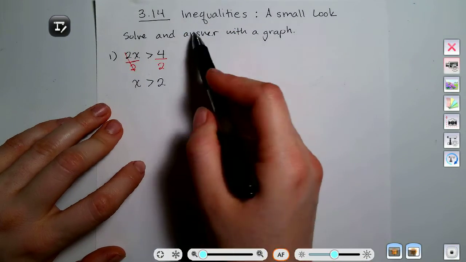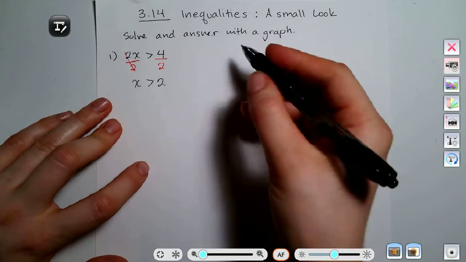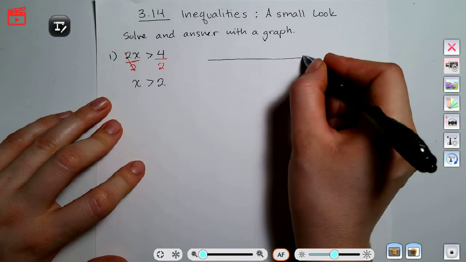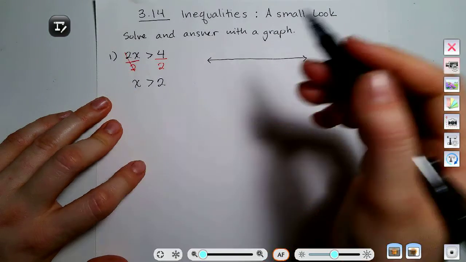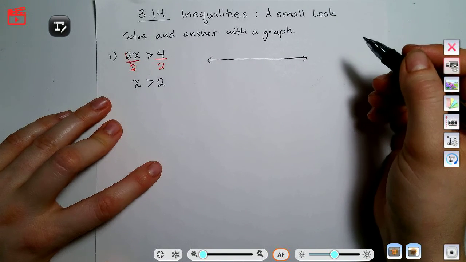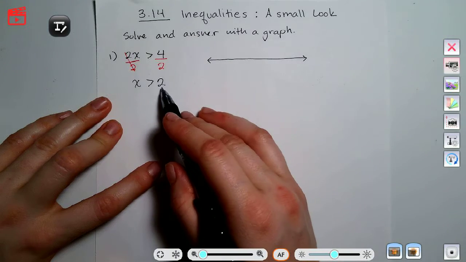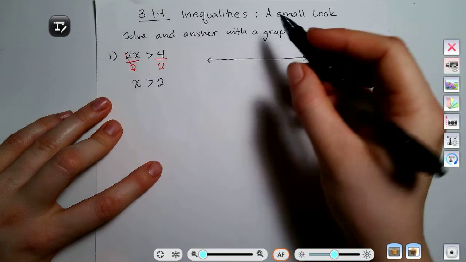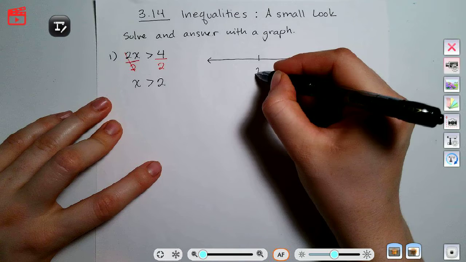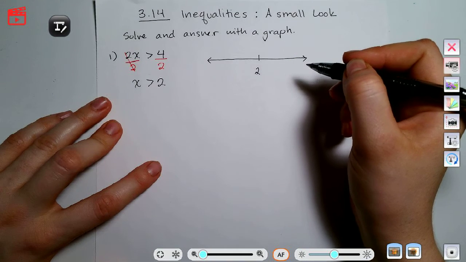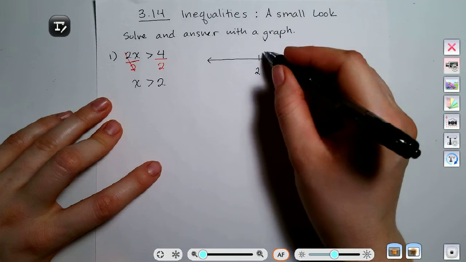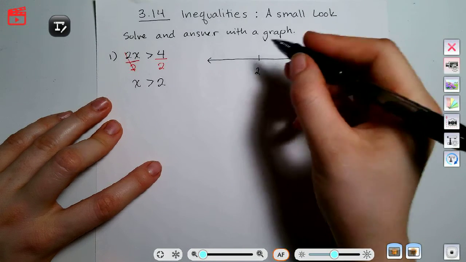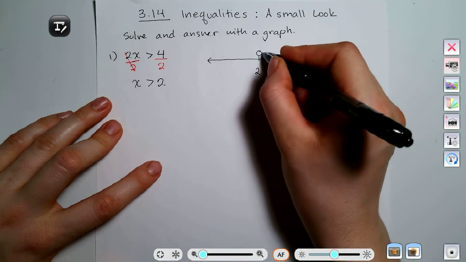Okay, so we need to answer with a graph. So here's a graph. We're not going to use the normal Cartesian plane because we just have one variable. So x is greater than 2. Well, what I'm going to do, my boundary is 2. That's the number we're focusing on. So let's say here's 2. And my x value should be the bigger ones. So the numbers are bigger on this side of 2. Okay, so I just float my graph above.